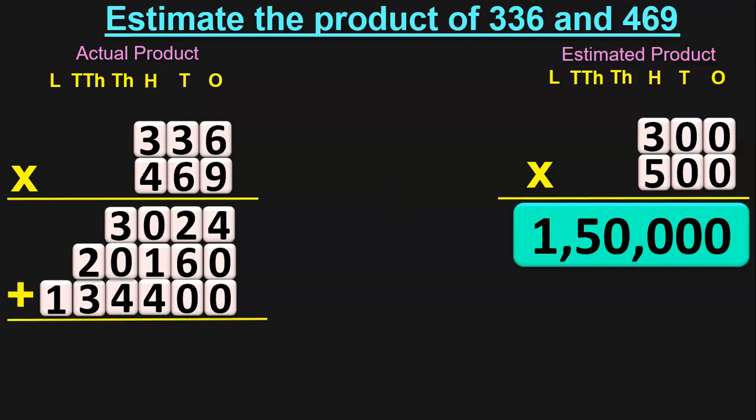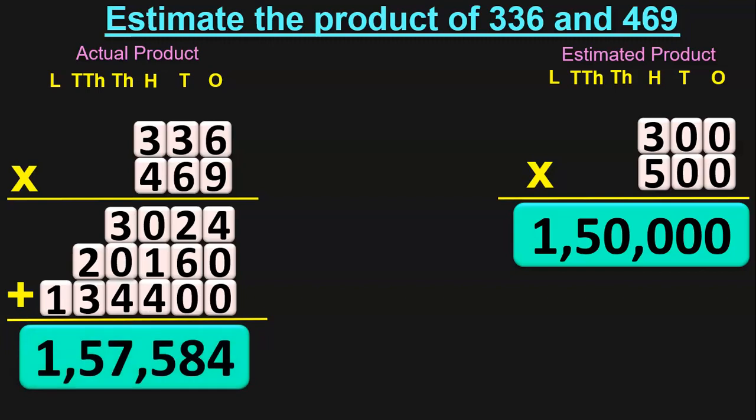So the answer that you get is by adding all these three products now. 4 plus 0 is 4. 2 plus 6 is 8. 8 plus 0 is 8. 0 plus 1 is 1. 1 plus 4 is 5. 3 plus 0 plus 4 is 7. 2 plus 3 is 5. And 1 in the lakhs place. So the answer that you get is 1,57,584, which is closer to our estimation, which is 1,50,000.